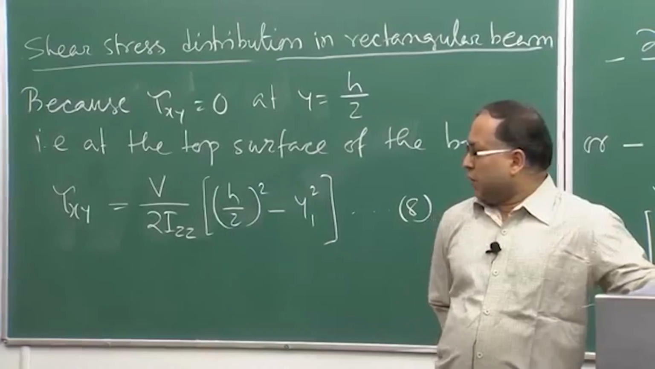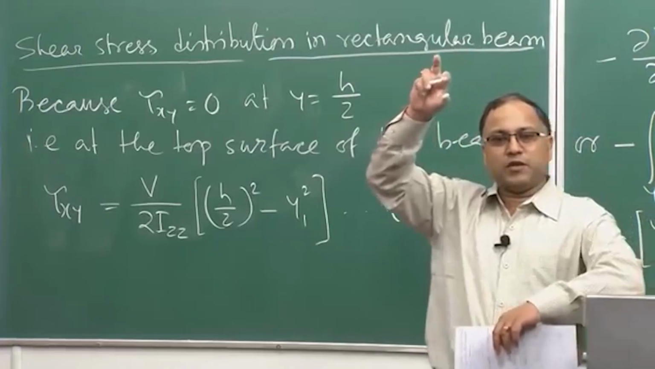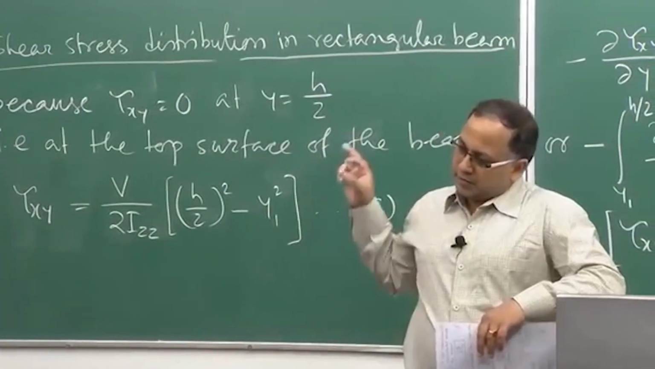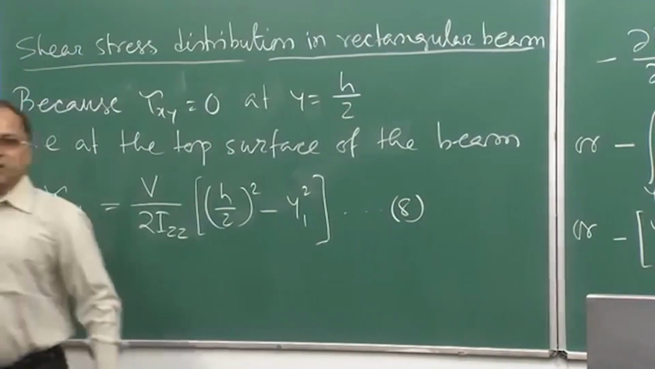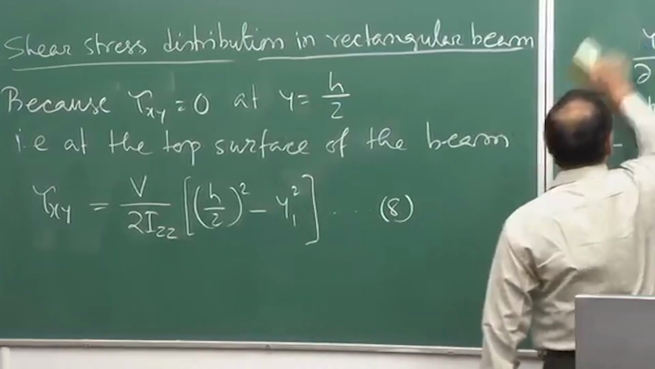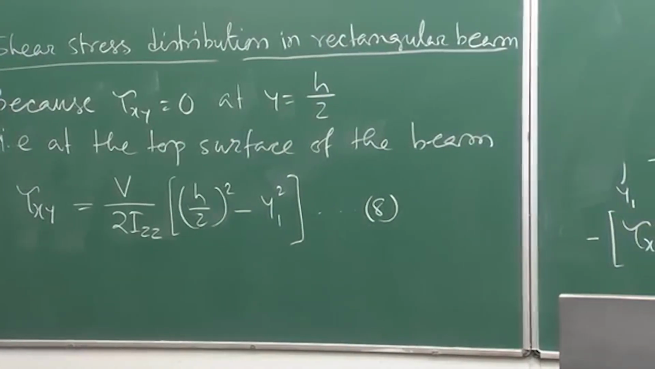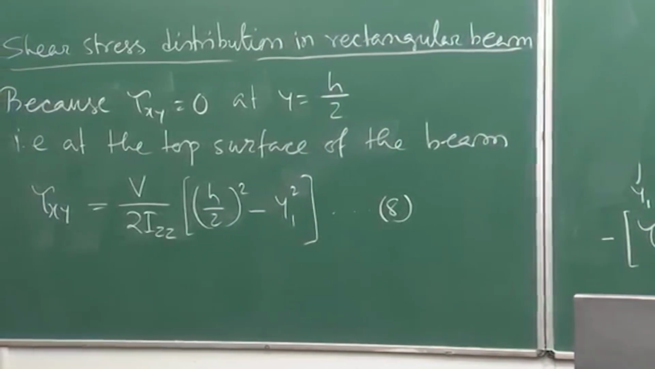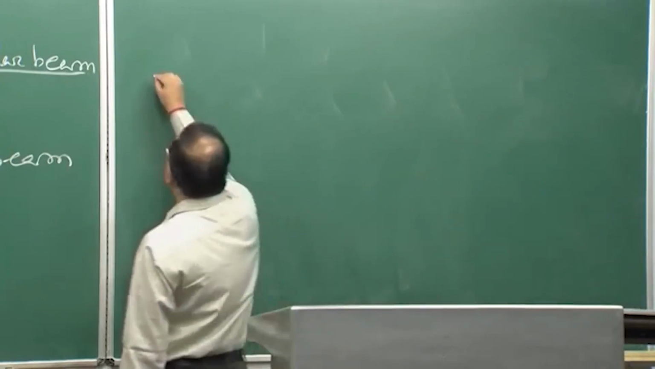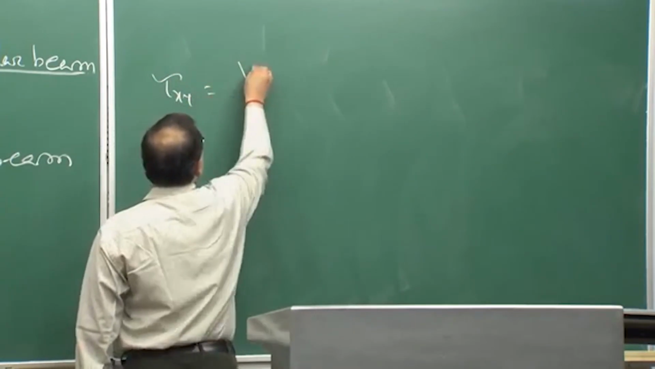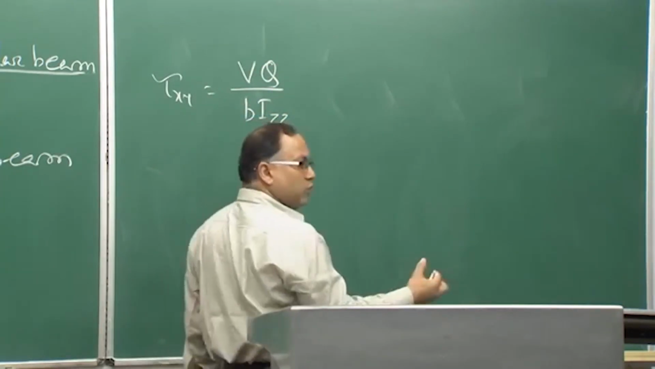Agreed? Now, this thing we have got from the basic principle, starting from the equilibrium equation. The same thing you will be getting, that you can try by yourself, if you consider the equation we derived in the last lecture, that is tau xy is equal to Vq by B Izz, where B is the width of the beam.